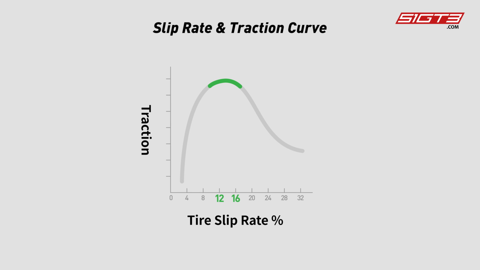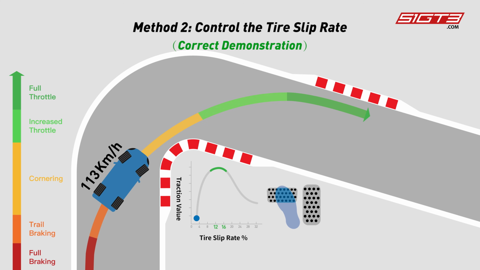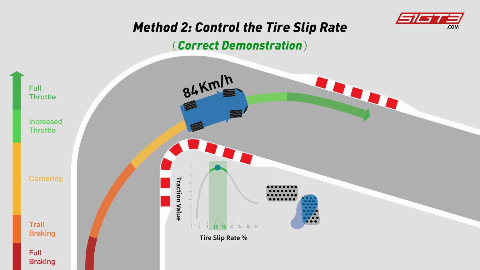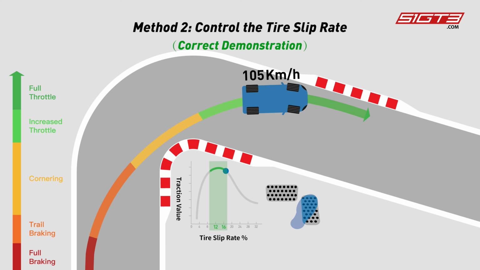Here's a graph of slip rate versus traction. The vertical axis represents the traction force, and the horizontal axis represents the tire slip rate. According to this graph, the maximum traction is obtained when the reference value of the tire slip rate is between 12% and 16%. All we have to do is to step on the accelerator smoothly when accelerating out of a corner and keep the tire slip rate between 12% and 16%. That's when the tires have the most traction, which means there's also the most grip available for acceleration, so the car can exit the corner faster.